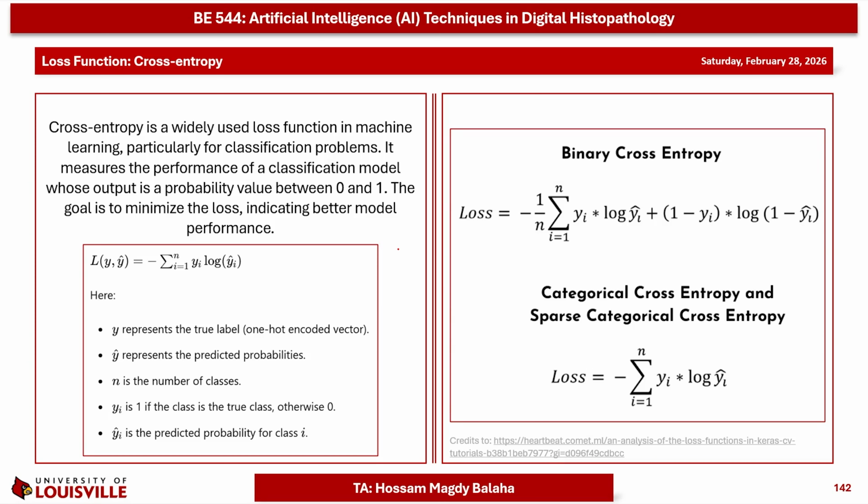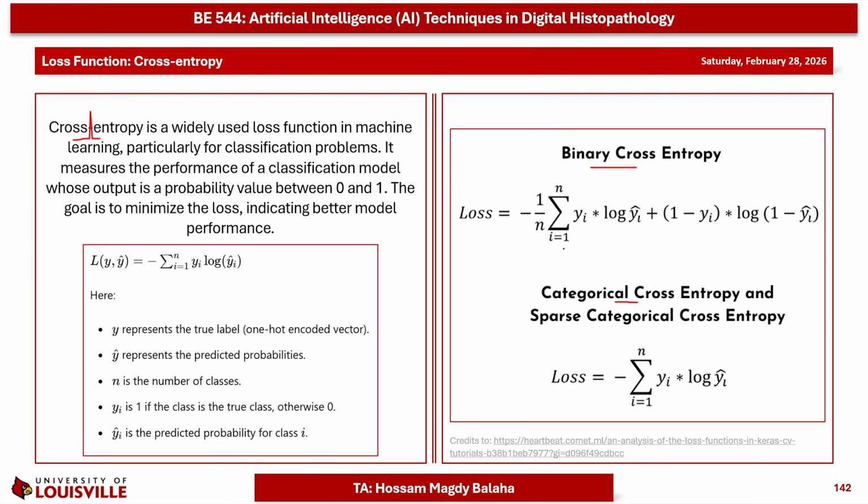One of the commonly used loss functions is called cross-entropy, and there are two versions of it. The first is called binary cross-entropy, and this is used for binary classification, and we have categorical cross-entropy if you are dealing with multiclass classification, and both deal with the logarithm.